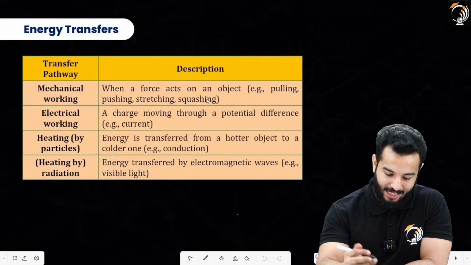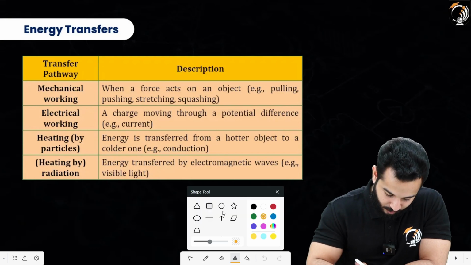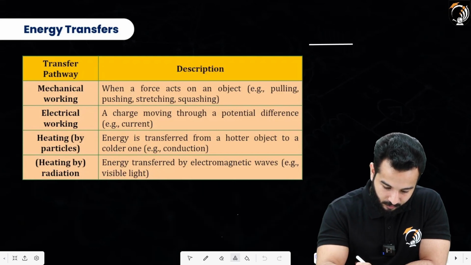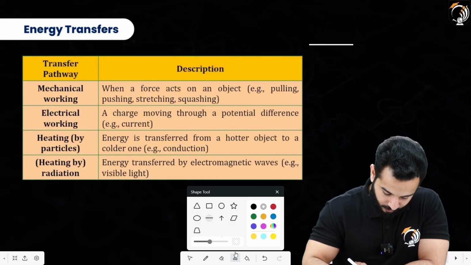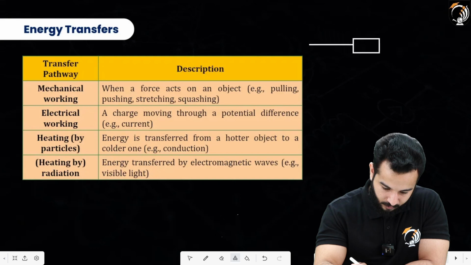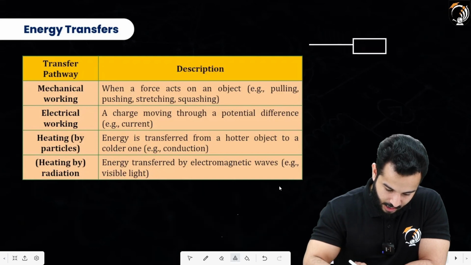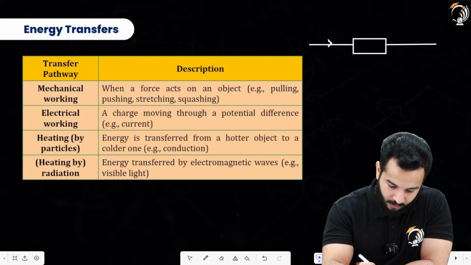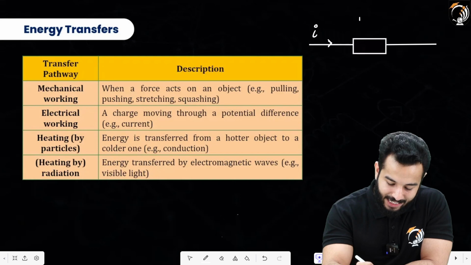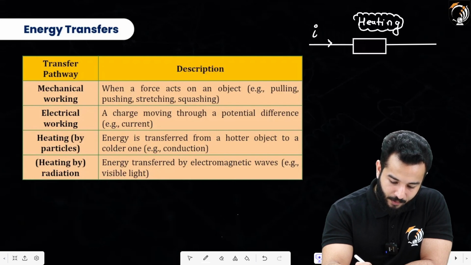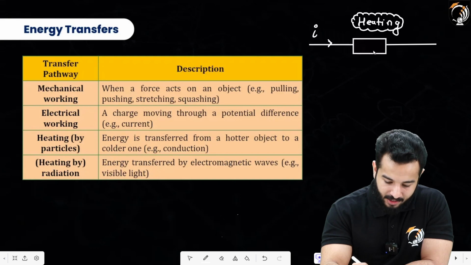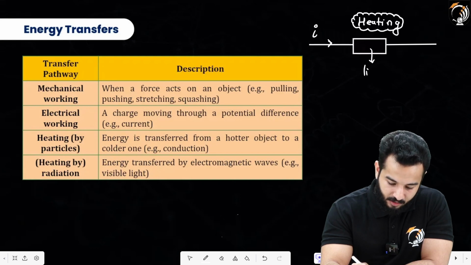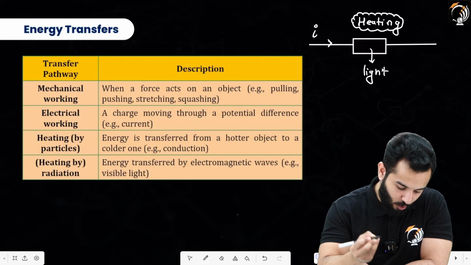Let's suppose that we have got a resistance something like this, and current is passing through it because there is some potential difference across this resistor. So there will be a heating effect due to the electric current. If this is a light bulb, then there can be light energy. So this is one of the pathways.